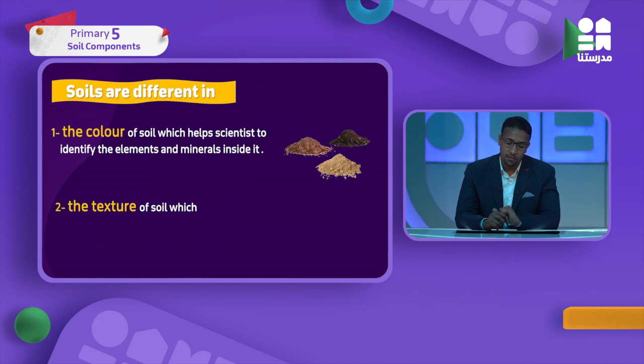The texture of soil. Texture of soil can be smooth or granule or rocky, rough. ممكن نفرق بين soil وsoil according to texture. Texture يعني القوام بتاعها، الملمس بتاعها، ممكن تكون soil ناعمة أو خشنة أو granule يعني فيها حصى كتير. So we can differentiate between different types of soil according to the texture of the soil.